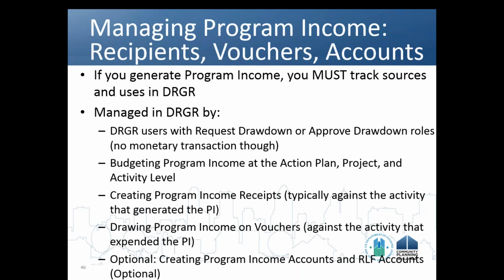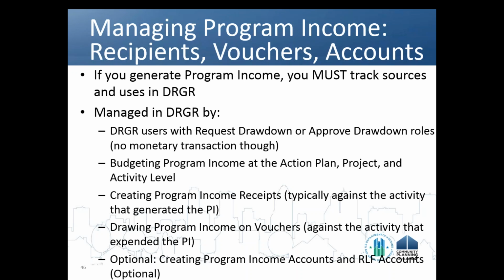Now that doesn't mean there's going to be an exchange, a monetary transaction exchange. Literally, you're not sending back dollars to HUD and they're sending you money. Rather, you're tracking what you've done, okay? So in DRGR, you're going to manage the program income by requesting a drawdown and approving a drawdown. Those are things you're going to need to do in the vouchering process, just like you would do with your program funds. You would do that with your program income. Again, no monetary transaction would happen. However, you are moving it back and forth.